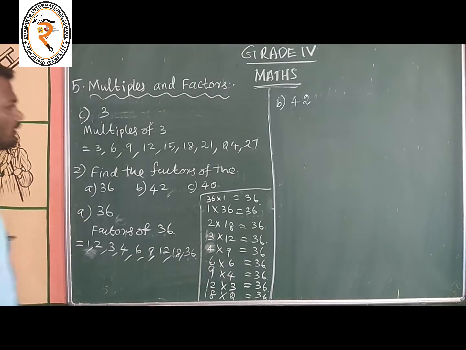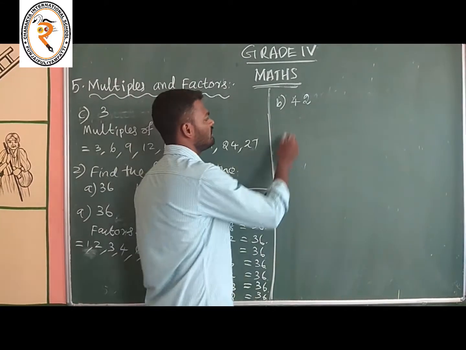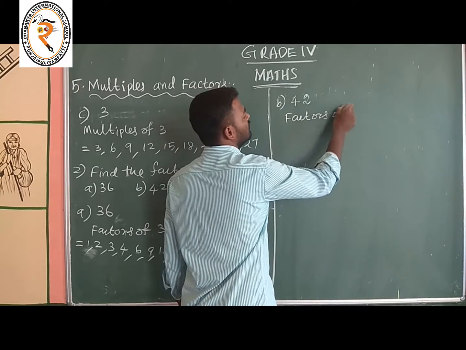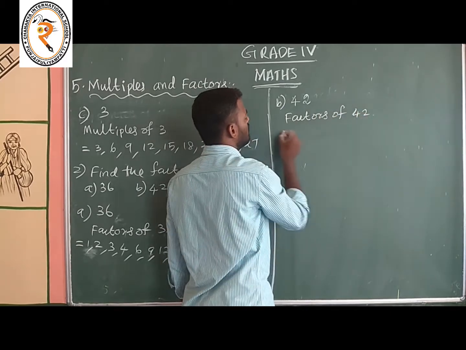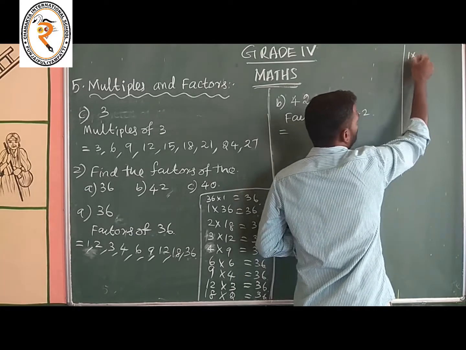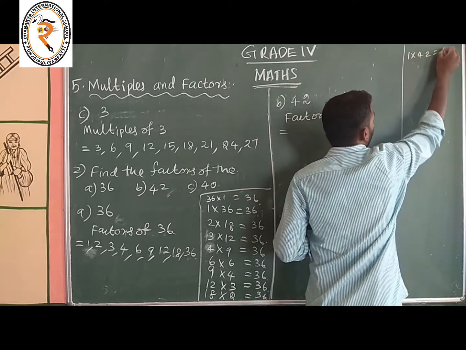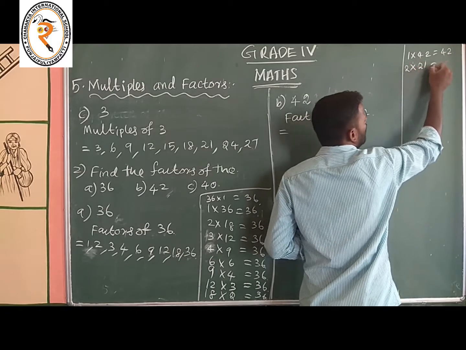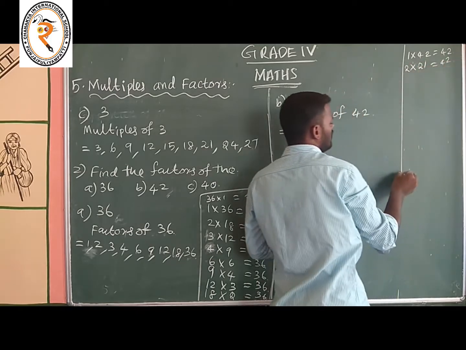Question number B. Find the factors of 42. Therefore, factors of 42 is equal to, right. First table: 1 42s are 42. Second table: 2 21s are 42.